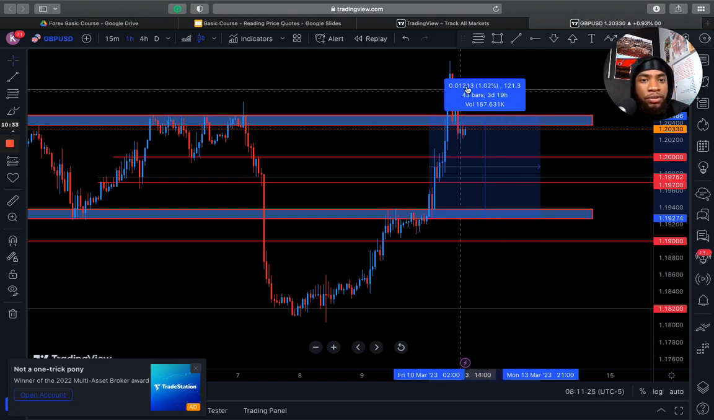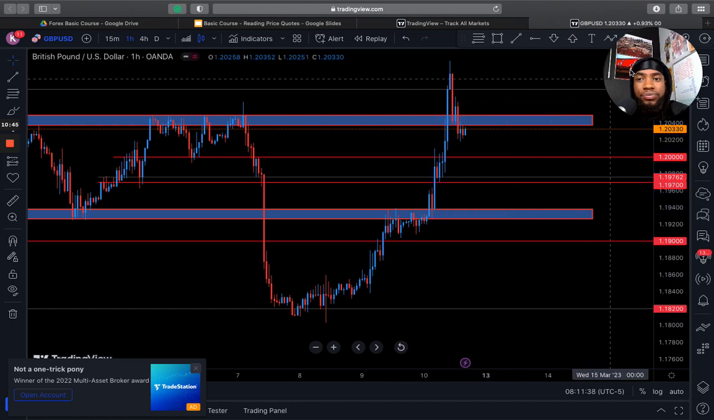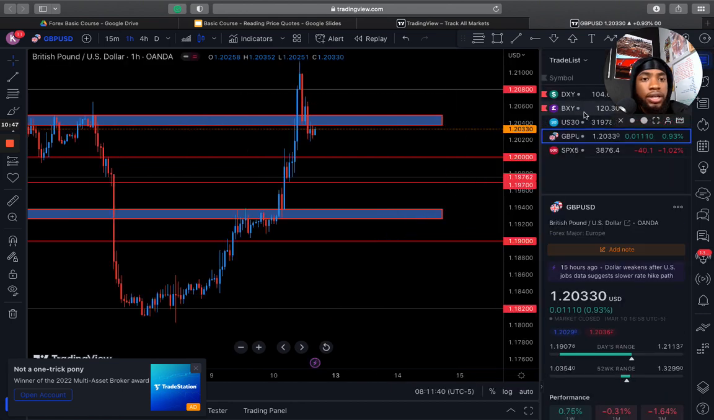This first number is not what you're looking at. You're looking at this second number. The second number is telling you how many pips you're moving. And we see from this zone to this zone is going to be 121.3 pips. Let's take a look at US30.